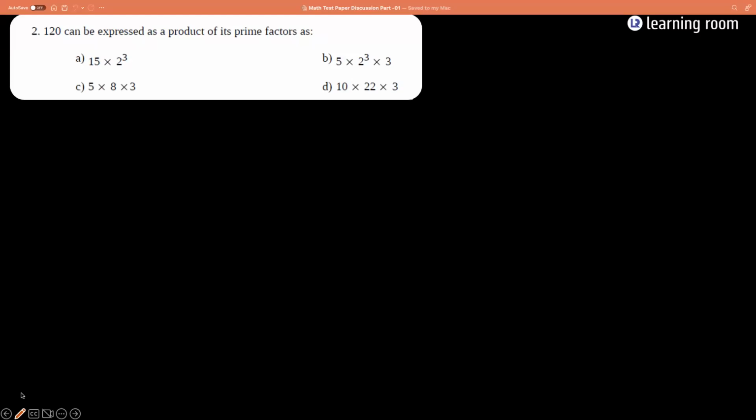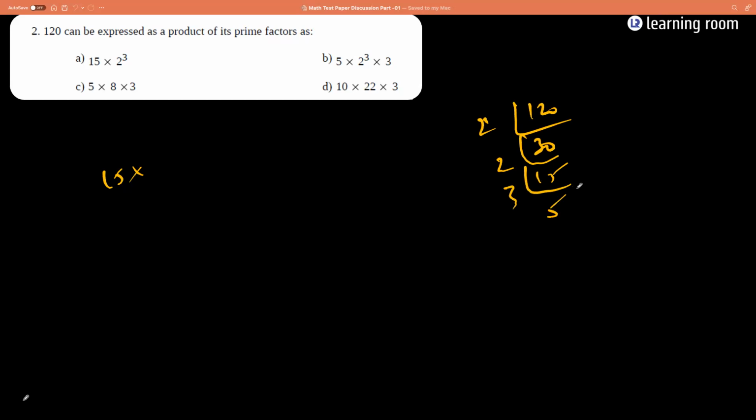Next, 120 can be expressed as the product of its prime factors. 120 is 2 times 60, then 2 times 30. So 3 will go 10 times, 2 and 5. So what will you have? 5 into 2 cube into 3.